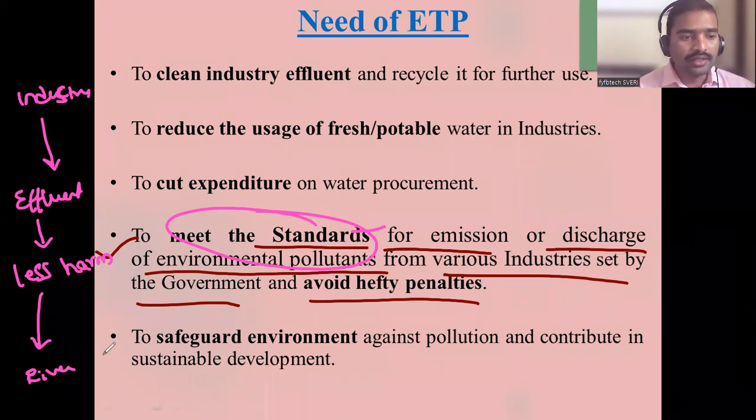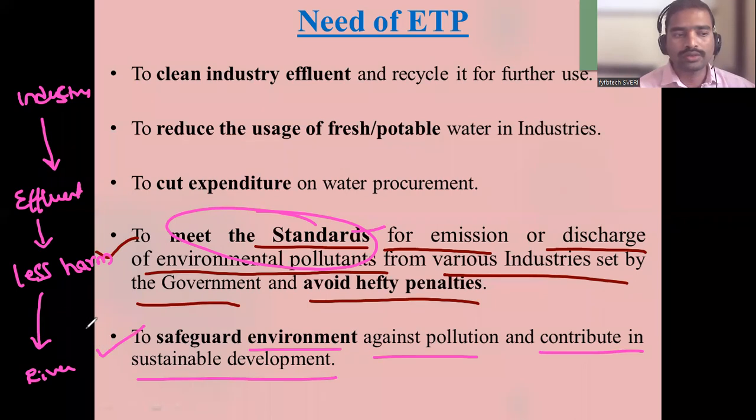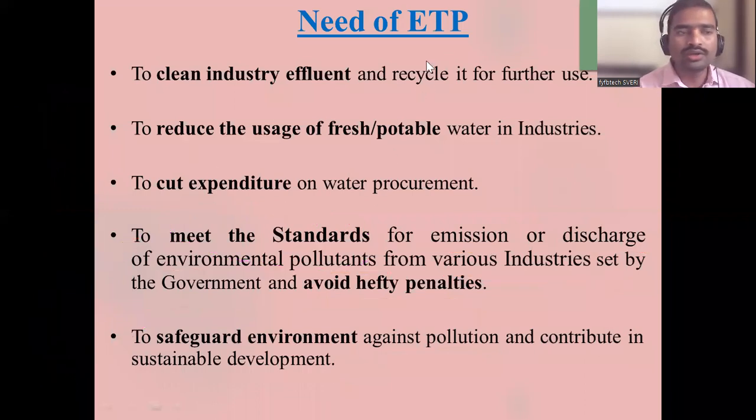Next, to safeguard the environment against pollution and contribute to sustainable development. So by supplying treated water, you can save the environment. If you do not treat the water and discharge it directly into the river, then your river gets polluted. Is it clear, everyone? This is the purpose of ETP. Yes, sir.